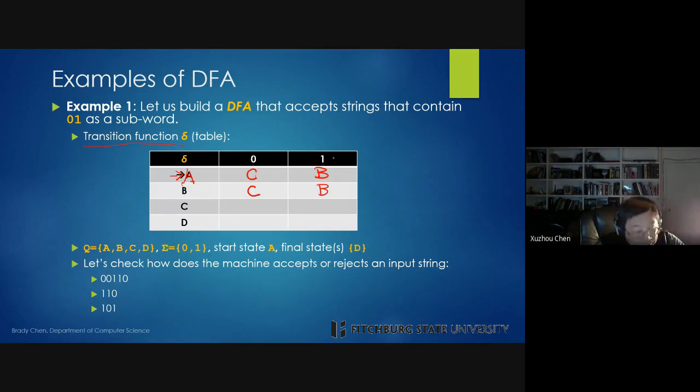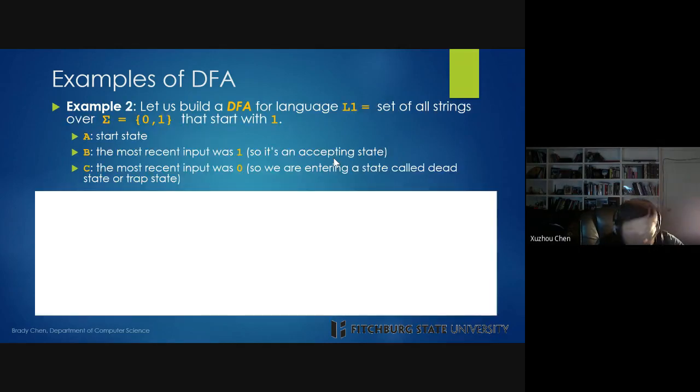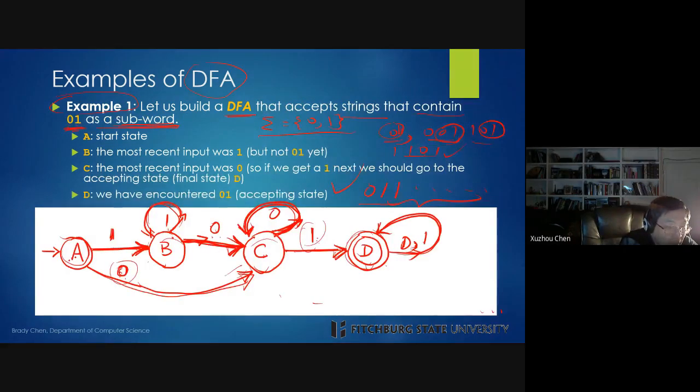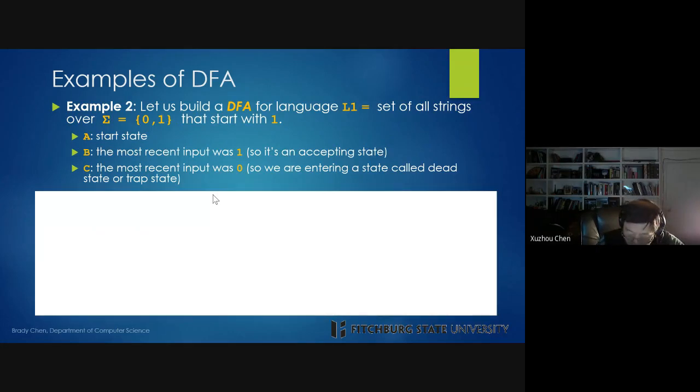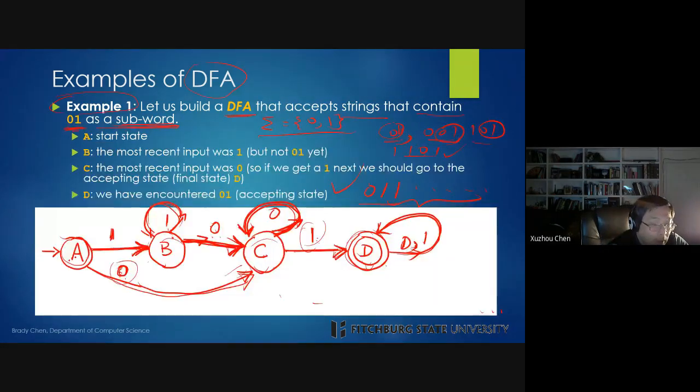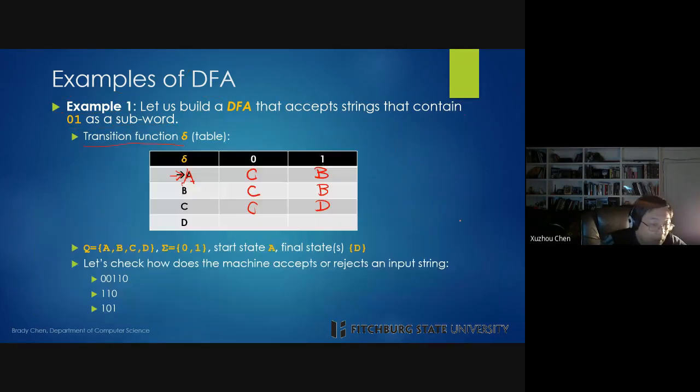Now what about C? If the input is 0, we stay in C. Input 1, we go to D. Now what about D? Input 0, we stay in D. Input 1, we stay in D. So D is the final state, or accepting state.